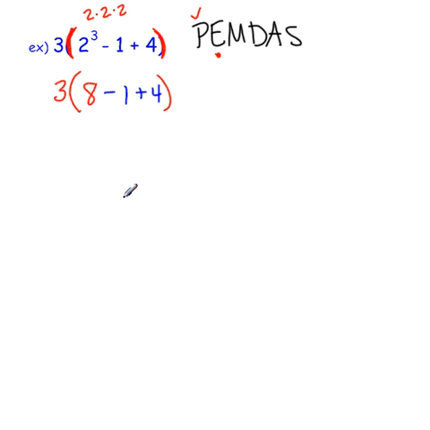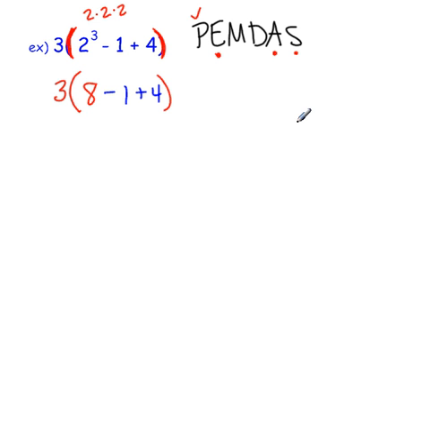Nothing else? Let's keep going. Is there any multiplication or division inside of the parentheses? Again, we're just working on the parenthesis portion. Any multiplication or division? Nope. Addition or subtraction? Yeah, we got both of those. And we work them in order as they come from left to right.